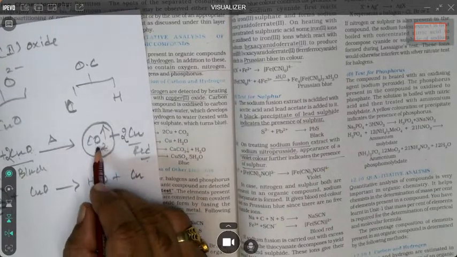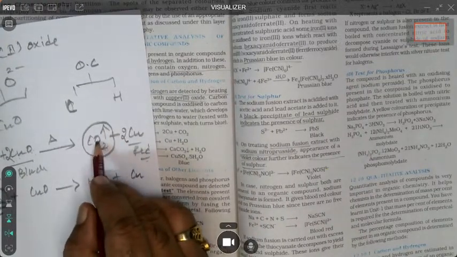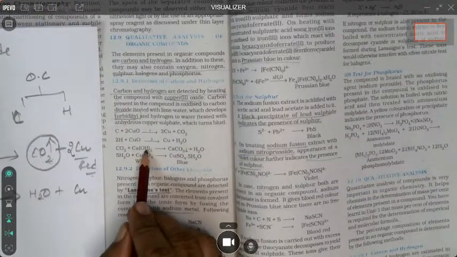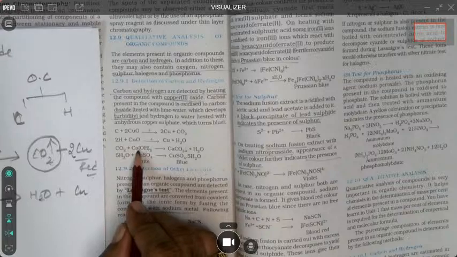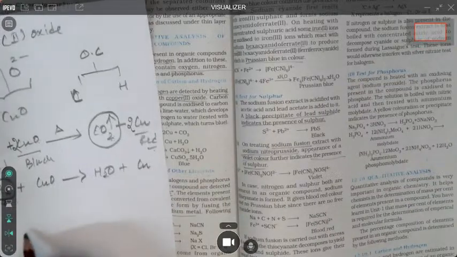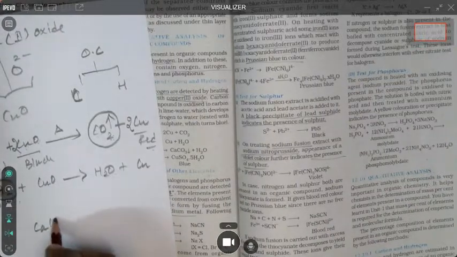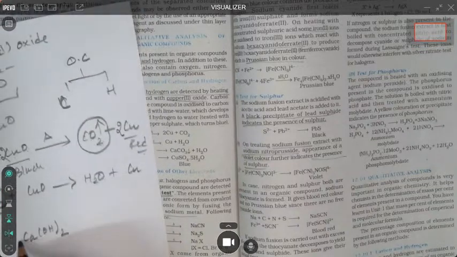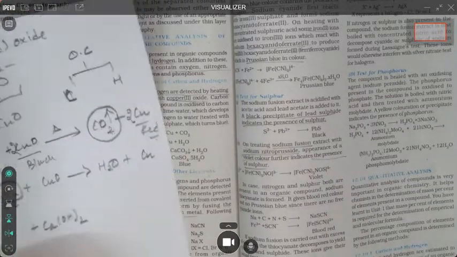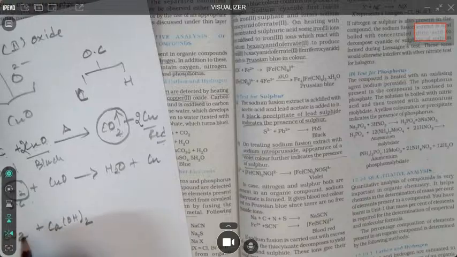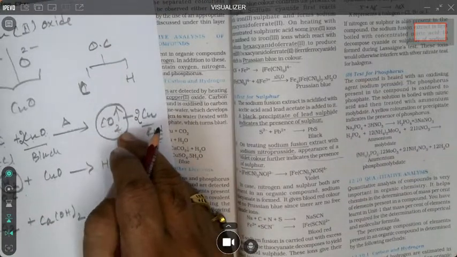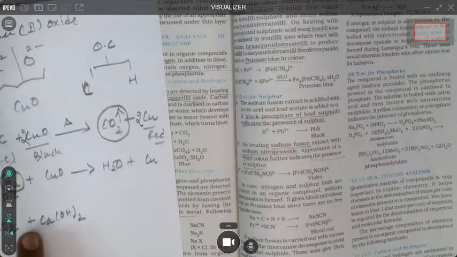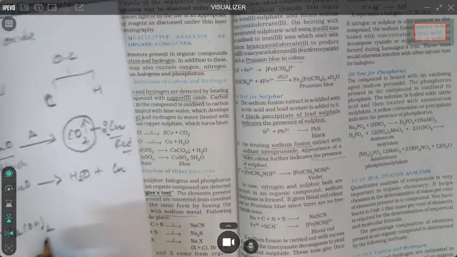evaluate or determine the weight of carbon dioxide. So the best thing is, this can be converted into calcium carbonate by treating with calcium hydroxide, Ca(OH)2. This is the lime water, and whatever carbon dioxide gas is obtained is passed through calcium hydroxide, that is lime water, which turns milky.